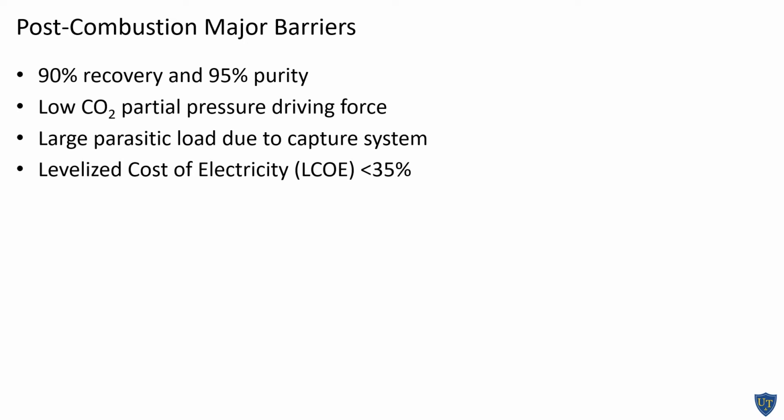The major barriers for post-combustion CO2 capture are shown here. First and foremost is the target of 90% recovery and 95% purity that has been set by DOE. Now, these specific targets might change with time based upon the development of technology, but these were the original values. Another factor is the low CO2 partial pressure driving force that exists in the stream as it leaves the boiler, and the potential large parasitic load that would be placed on the power plant by the capture system. And ideally, we'd like to see this capture occur with less than a 35% increase in the levelized cost of electricity.